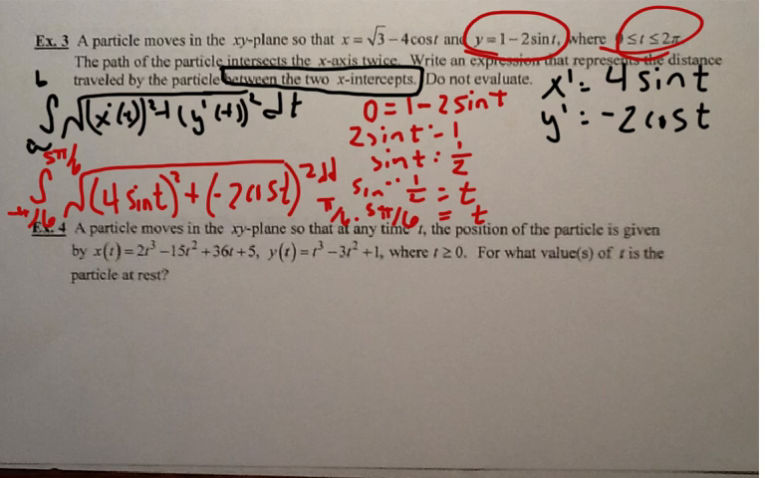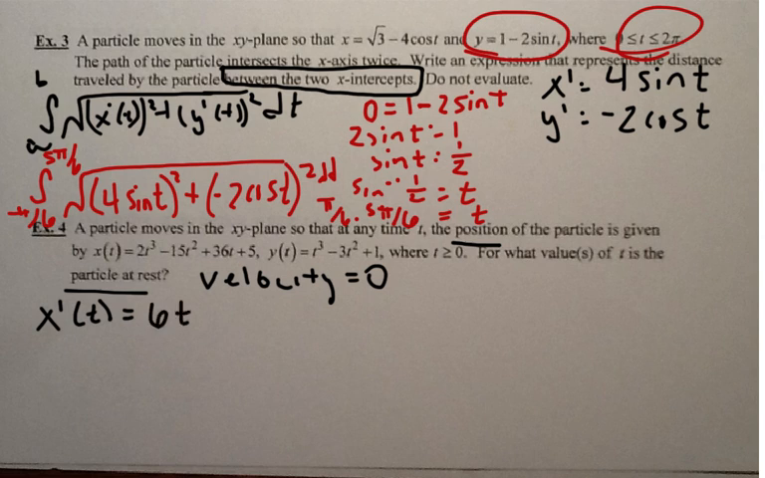Alright, example 4. A particle moves in the xy plane so that at any time t, the position of the particle is given by x equals equation, y equals equation, where time is greater than or equal to 0. For what values of time is the particle at rest? A particle is at rest when the velocity is equal to 0. If I have a position equation, I take its derivative to get the velocity. So x prime of t is 6t squared minus 30t plus 36.